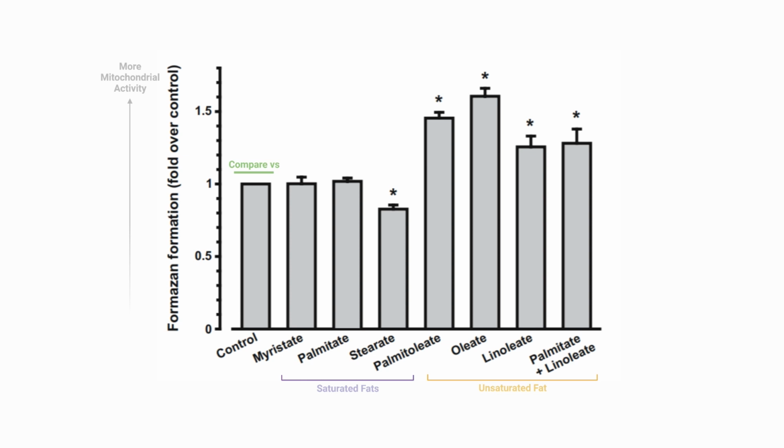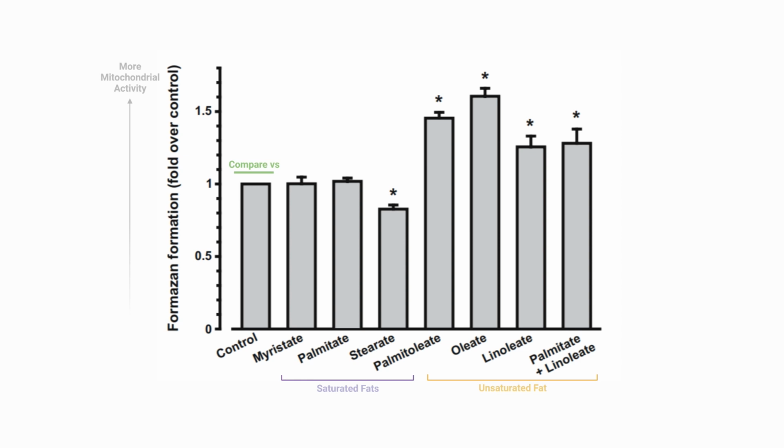So what happened? Again, the exact same experiment, with the addition of these individual saturated fats or with the addition of these unsaturated fats. And what we find is that there's no effect for two of the saturated fats, and that's by comparison to control, which again had no fat added to the media, to the cells. So there's no effect from myristate and palmitate. However, really intriguingly, stearate does decrease the level of activity of the mitochondrion. So that is really, really interesting.